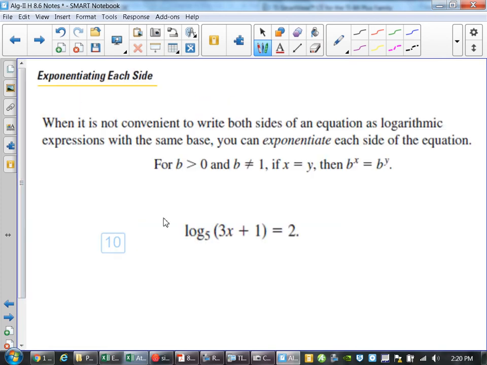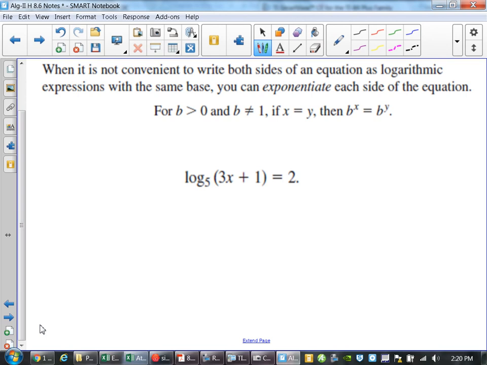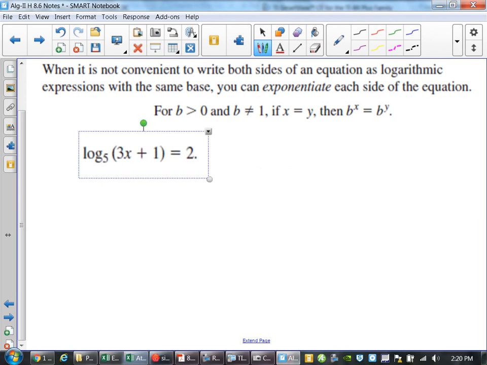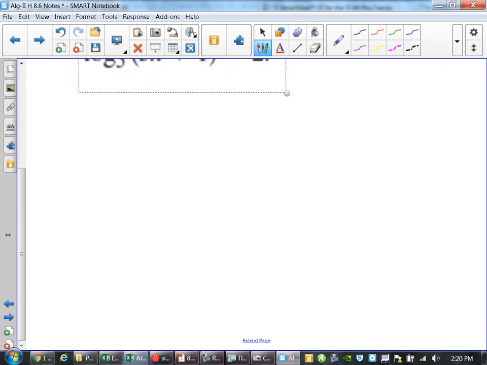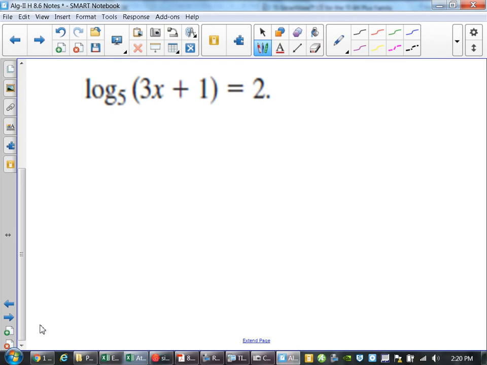That's the same thing. Sometimes you only have a log on one side.